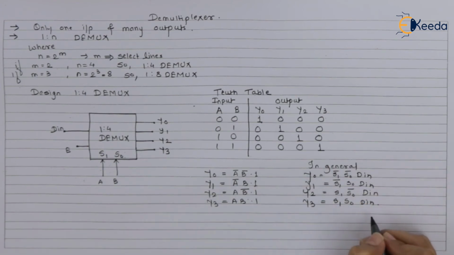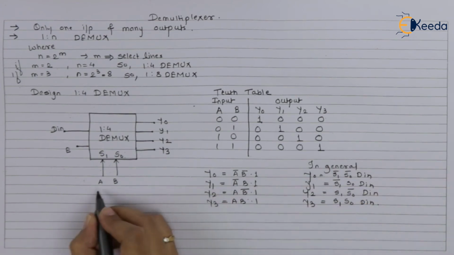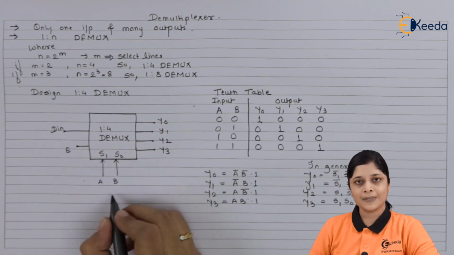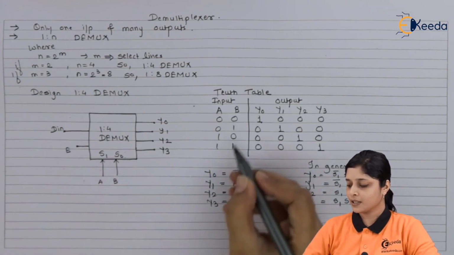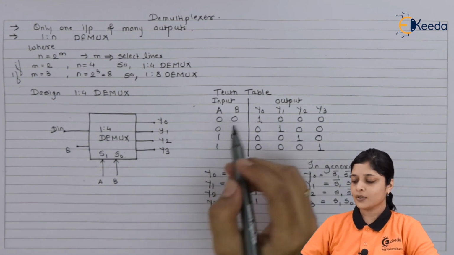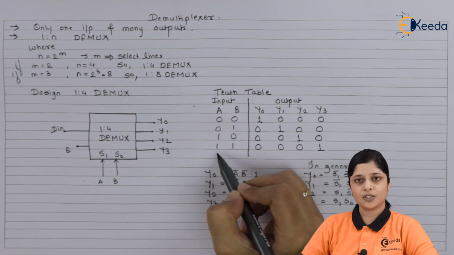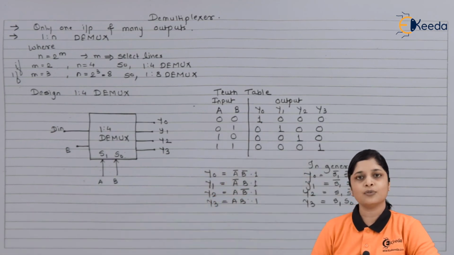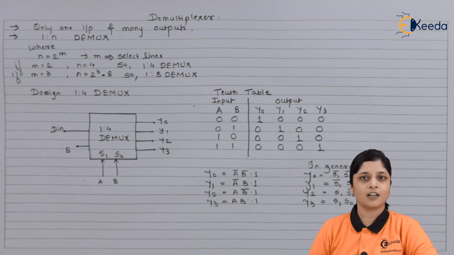This is in general form, and here we have taken the inputs A, B for S0, S1 means select lines, and D in we have taken as logic 1. So if any one of the conditions are present, suppose 1, 0, then only Y2 output is activated, remaining are not. In this way, this is the introduction to the demultiplexer.